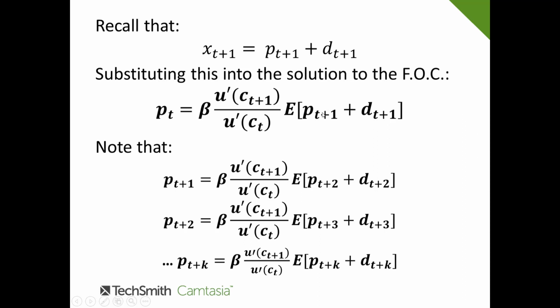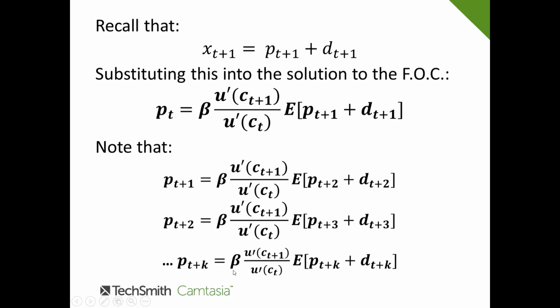Now follow me down this slope here. I don't know what the price is going to be in time period t+1, but I do know, according to my formula here, that the price in time period t+1 is just going to be equal to my discount factor times my marginal utility ratio times the expectation of the price in t+2 plus the dividend in t+2. I don't know what the price in t+2 is, but I do know that it is going to be some function of this discount factor times the expected price in t+3 plus the dividend in t+3, and so on all the way to the kth time period.